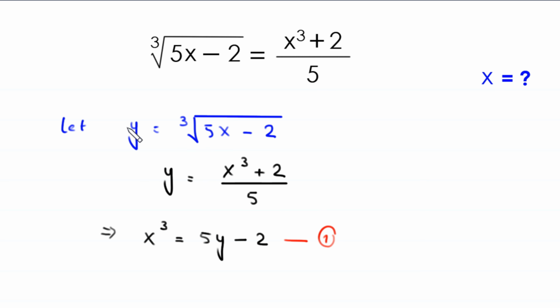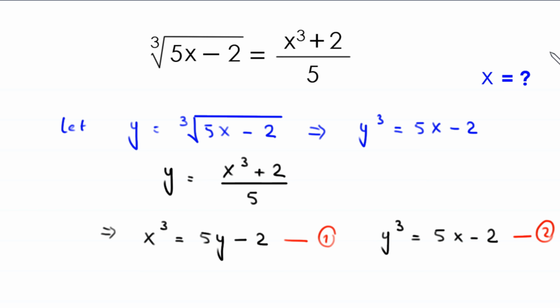And from this substitution, if we take a cube of both sides, this implies that y cubed equal to 5 times x minus 2. We copy this equation here, y cubed equal to 5 times x minus 2. Let's call this equation number 2.